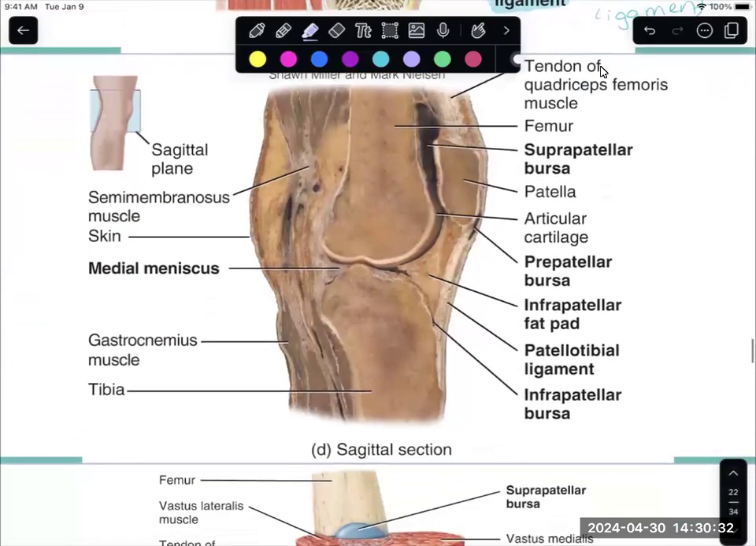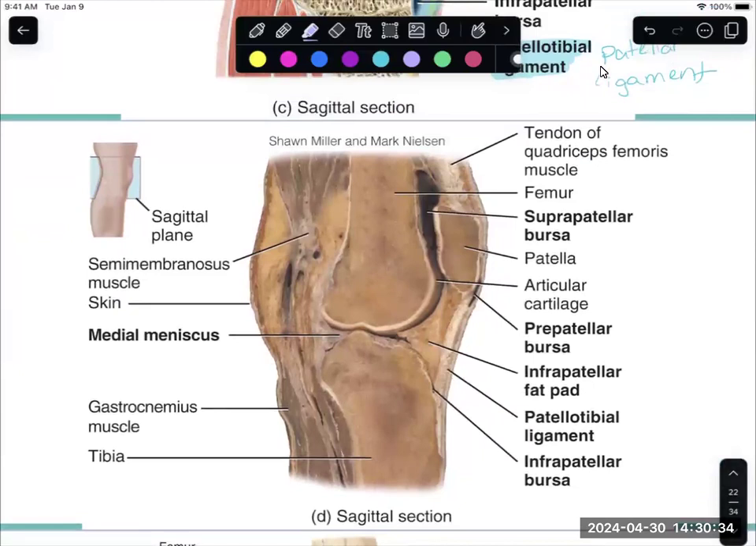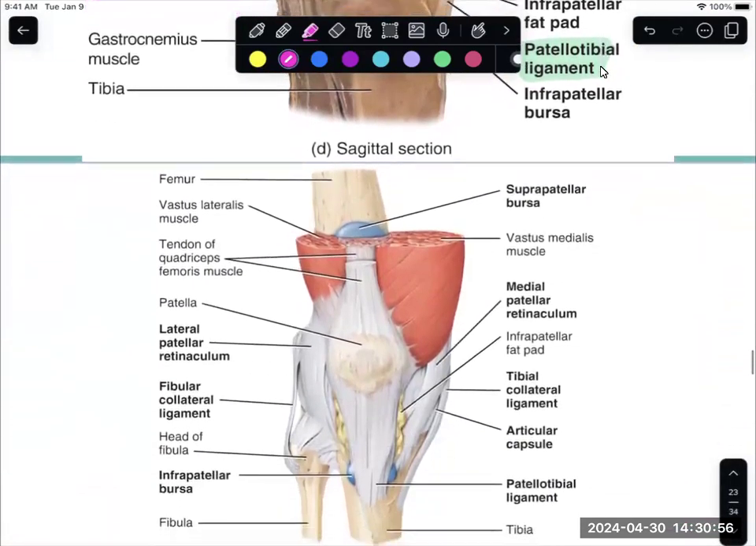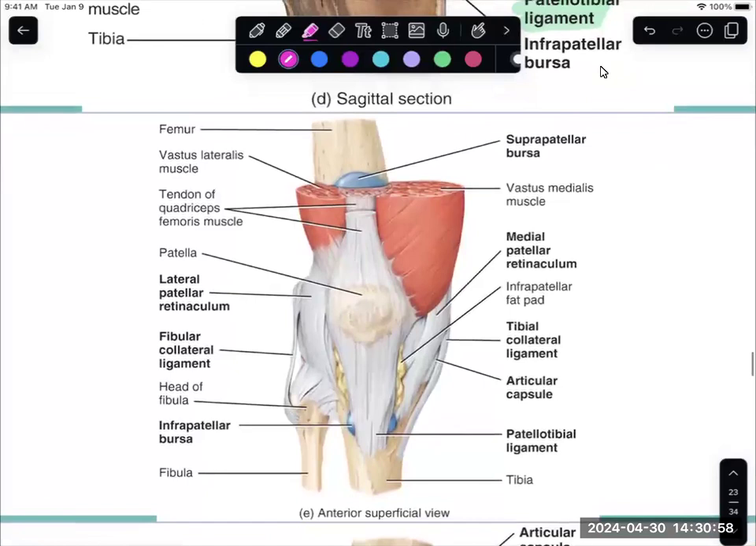So here we can see this on a cadaver leg sliced right in half. Here again is that quadriceps tendon. We've got that patellar tendon. You can see that patella here. You can see that medial meniscus from this view. Here you can kind of see a lot of what's happening in the knee.